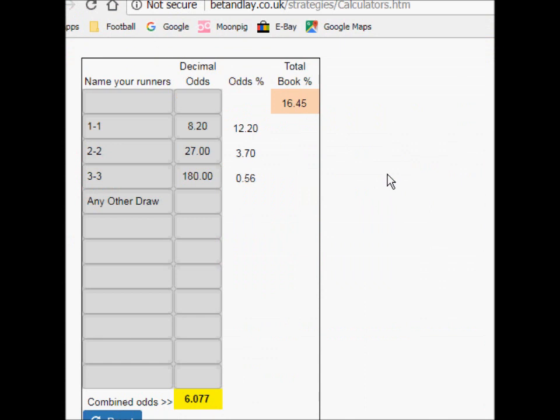If we put those odds in the combined odds calculator, 82, 27 and 180, you can see that we come up with combined odds of just over 6, which is what we have in the spreadsheet. So anything above that and we're into profit.